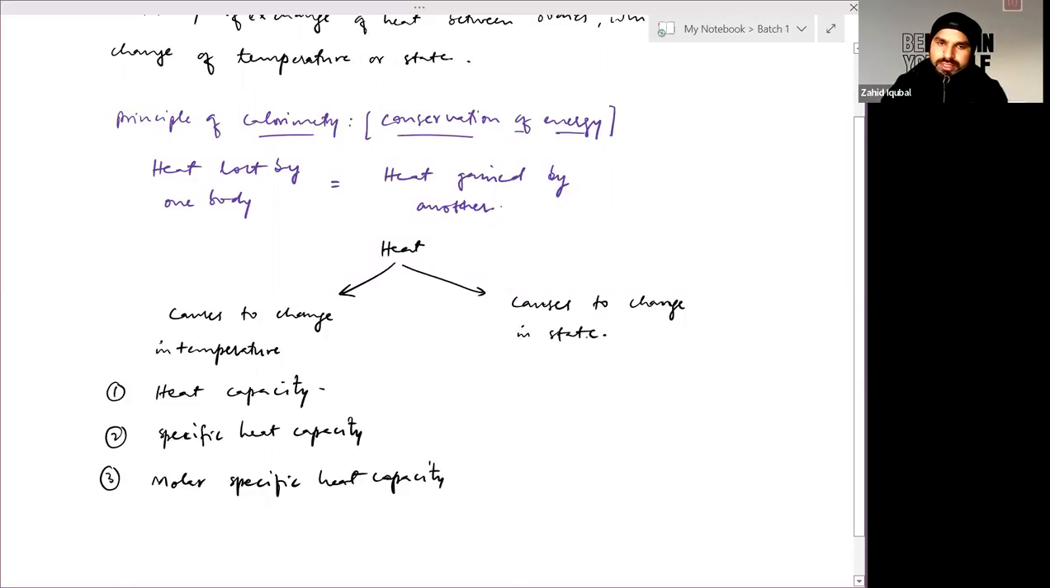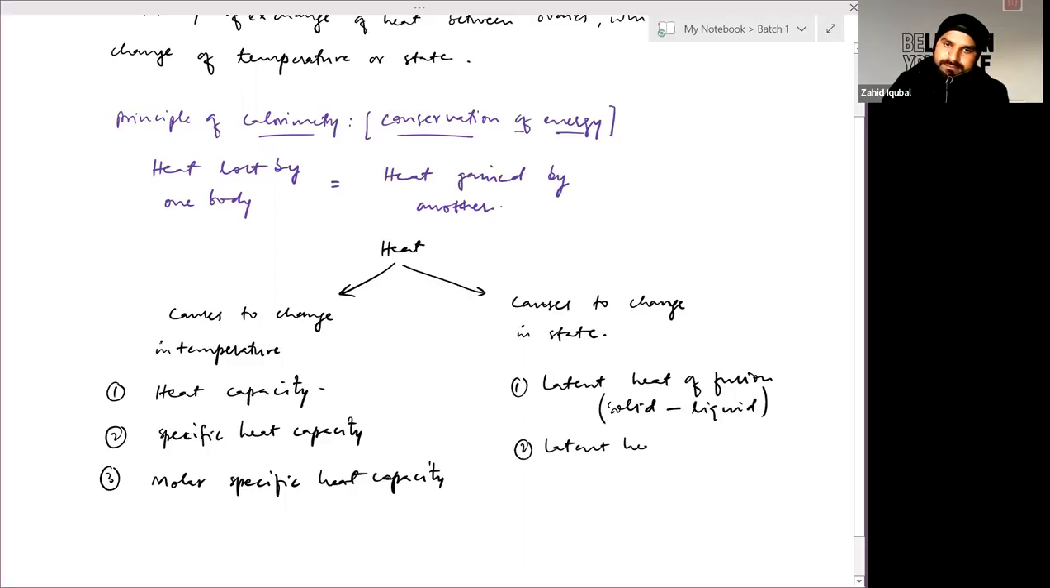Heat which causes change in state will be, first, latent heat of fusion, to change state from solid to liquid. Second, latent heat of vaporization, that is conversion of liquid into vapor.